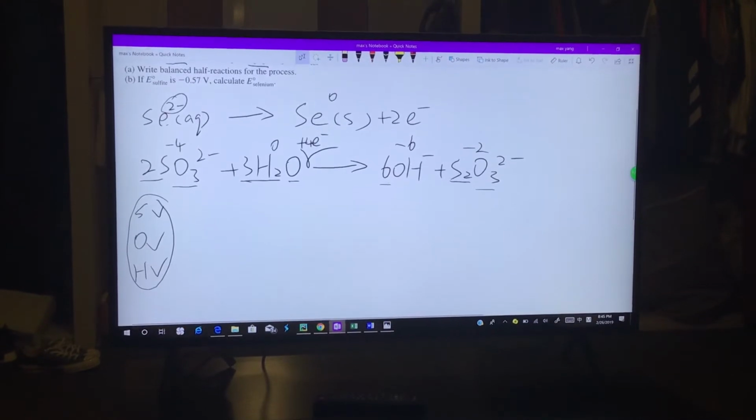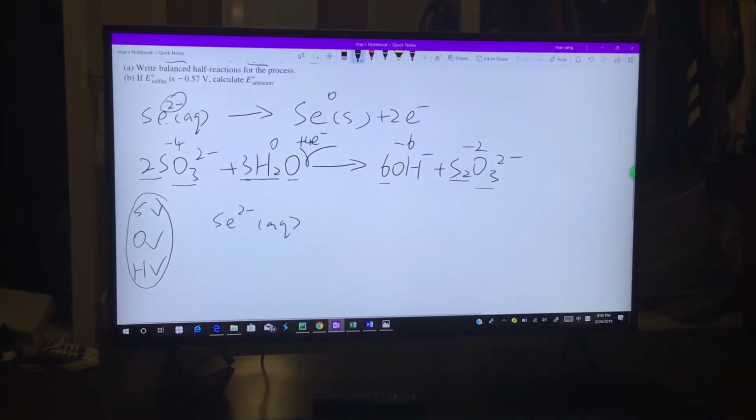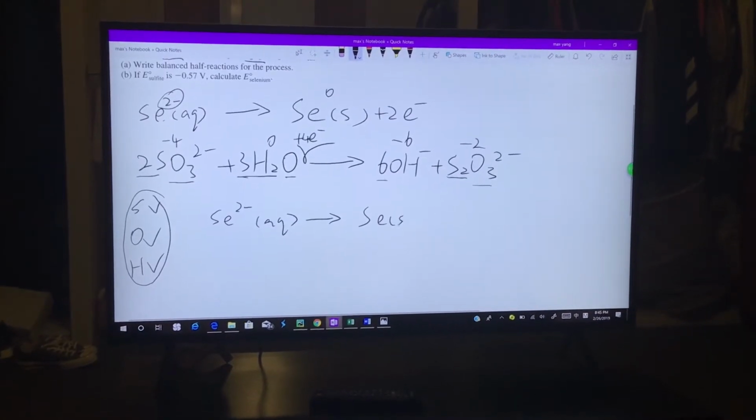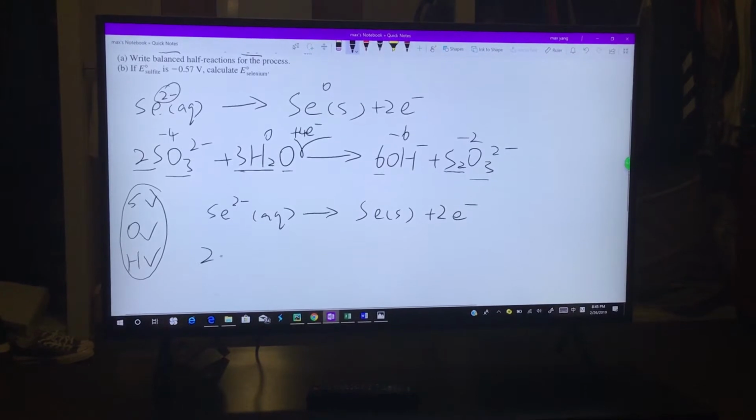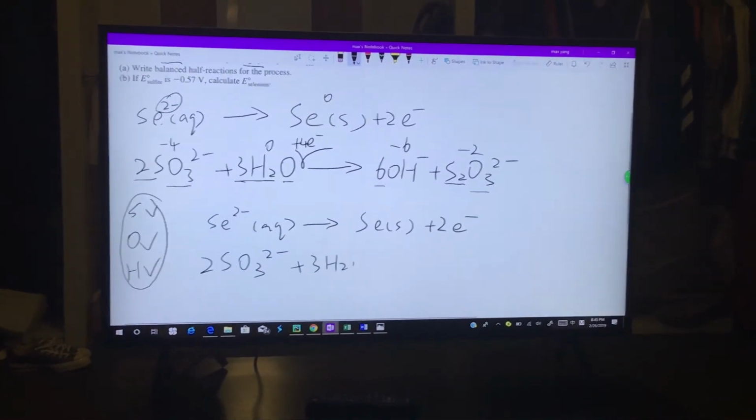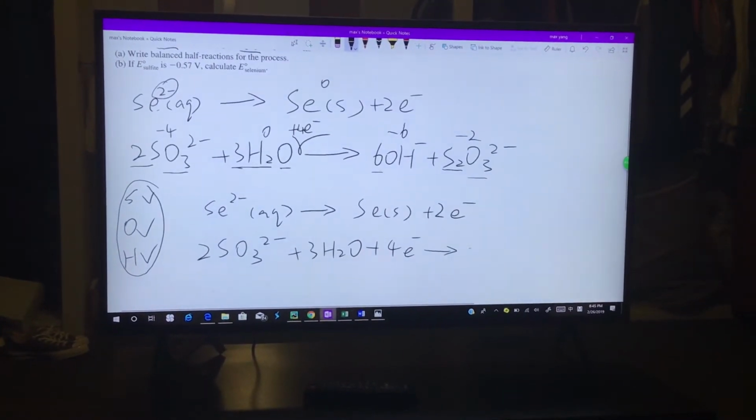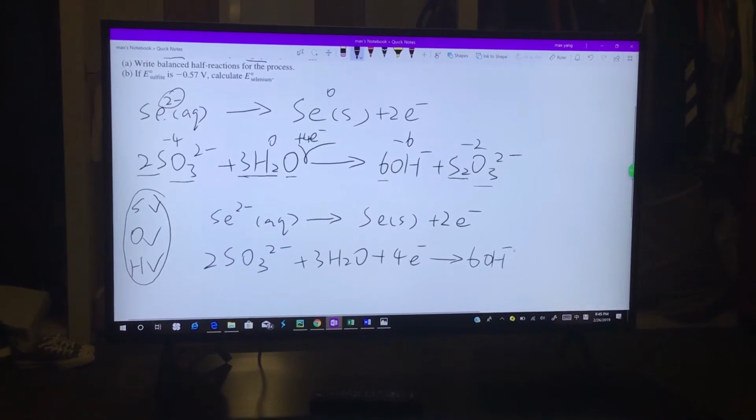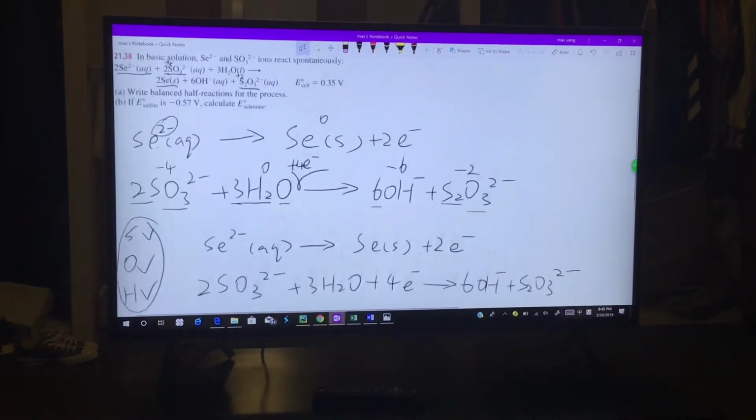So if we clean it up, it would just be Se2 minus aqueous to Se solid plus 2 electrons, and the second half reaction would be 2SO3 2 minus plus 3H2O plus 4e minus to 6OH minus plus S2O3 2 minus. That's our result for part A.